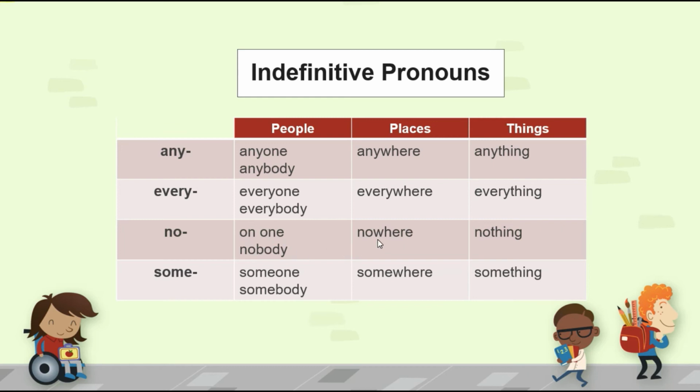Everything here tastes delicious. Now, if you have the prefix no, you can say no one, nobody. If you're talking about some places, you can say nowhere. If you're talking about things, nothing. Now, if you have the prefix some, if you're talking about some people, you can say someone or somebody. If you're talking about some place, you can say somewhere. You're not sure which place it is, somewhere. If you're talking about something, you can use this word. Something smells fishy.